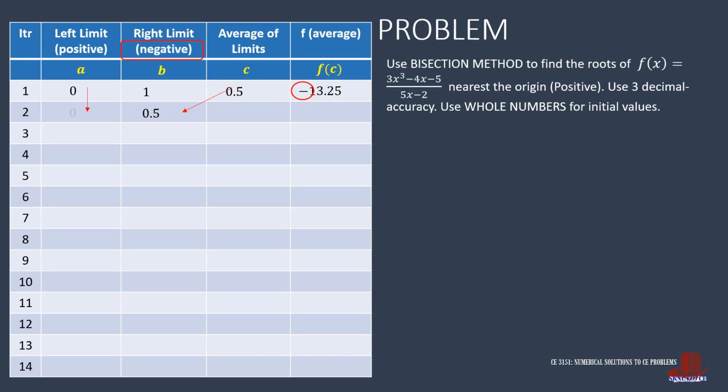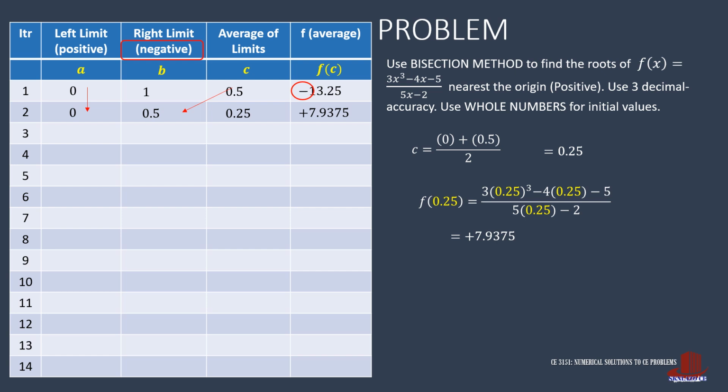This would show that a remains the same at 0, and their average is then half of 0 plus 0.5, which is 0.25. Have this number substitute x in the function, coming up with 3 times 0.25 cubed minus 4 of 0.25 minus 5, all over 5 times 0.25 minus 2, and this gives positive 7.9375.